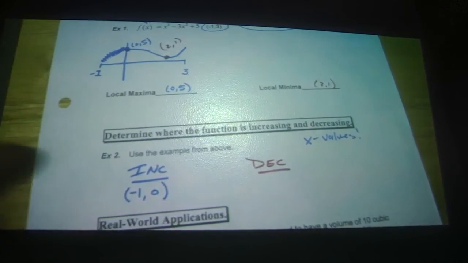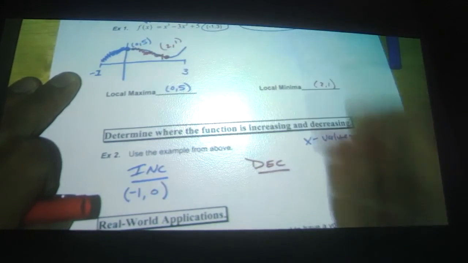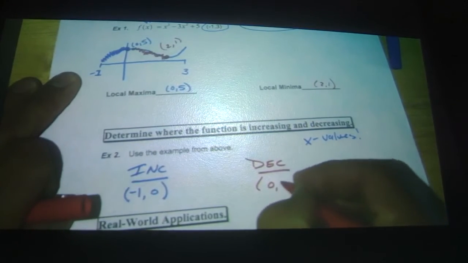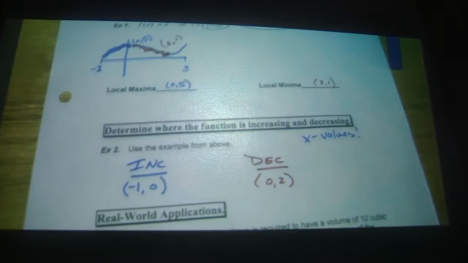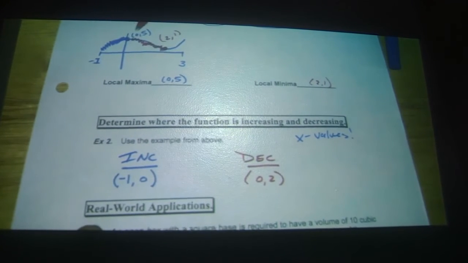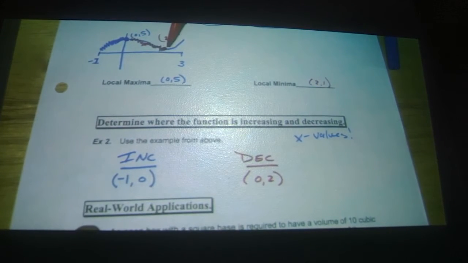Then it switches gears. So at 0, it's neither increasing nor decreasing. It's switching from increasing to decreasing. It's going down. It's going down. It's yelling, timber, you better move. You better dance. Hashtag Kesha. It goes from 0 to 2. It's decreasing. Remember, x values.